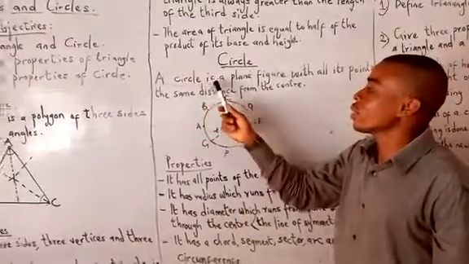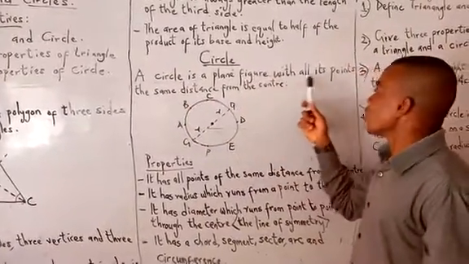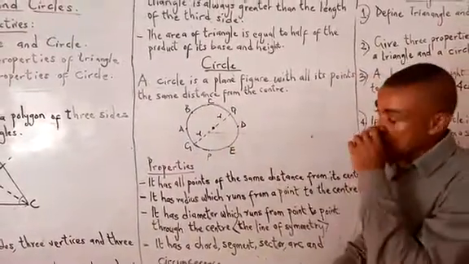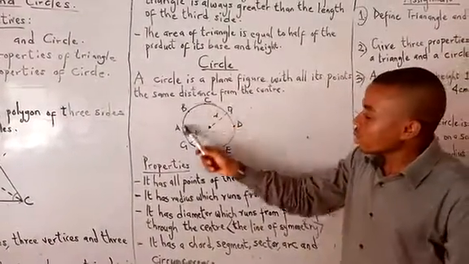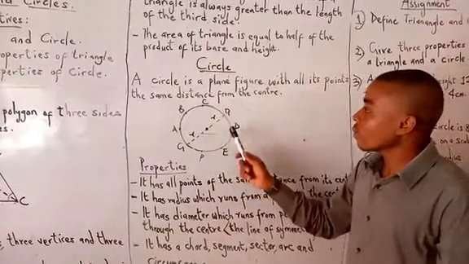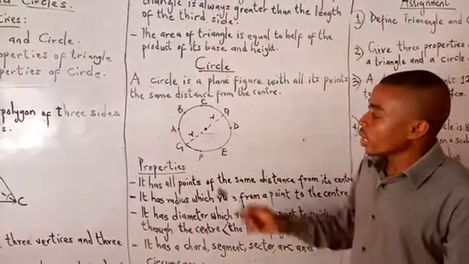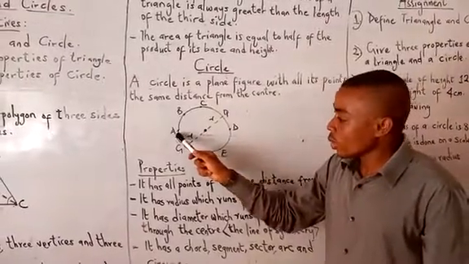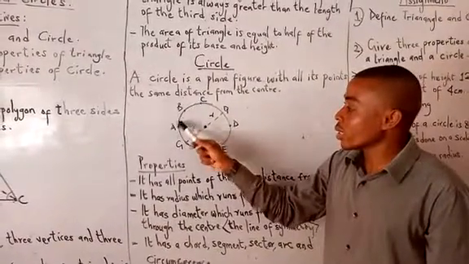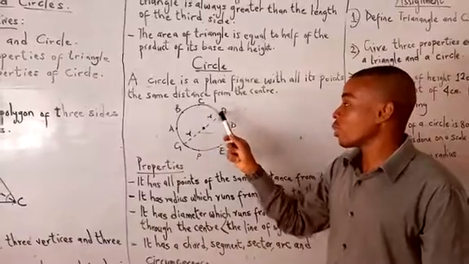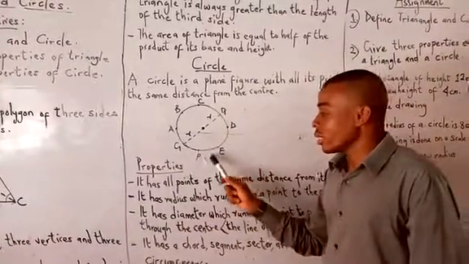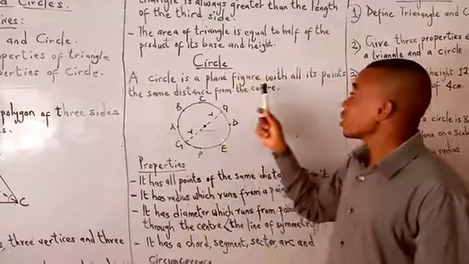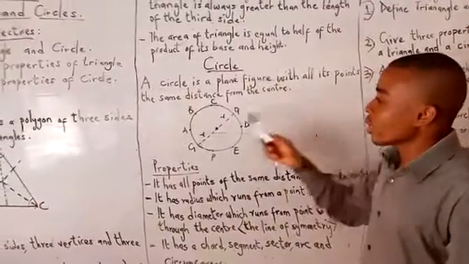What's a circle? A circle is a plane figure with all its points the same distance from the center. Alright, look at the typical diagram of a circle, where the points mentioned are point A, point B, point C, point Q, point D, point E, point P, point G. These are points. So it has all its points the same distance.